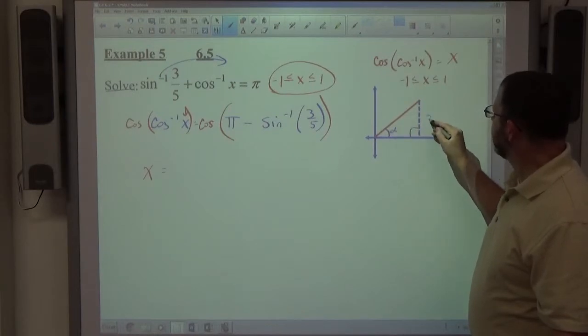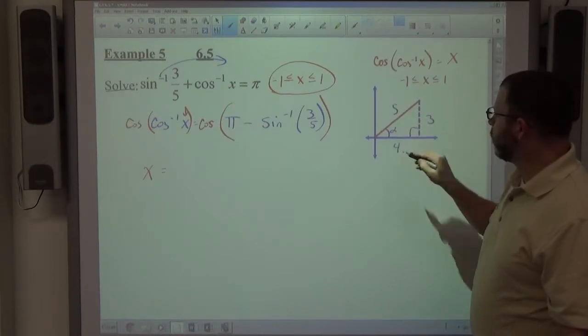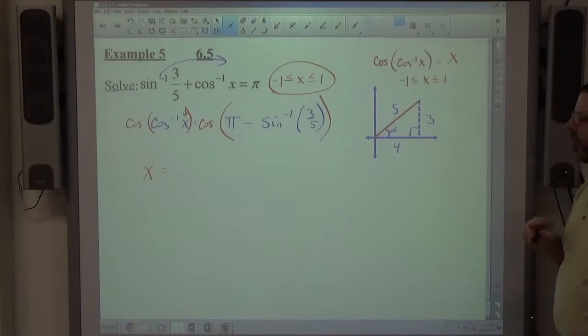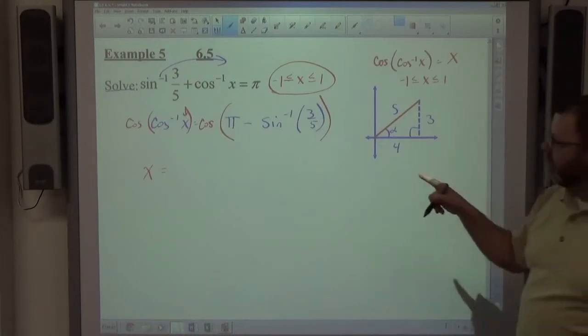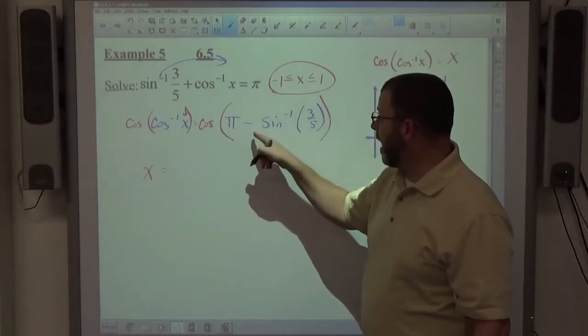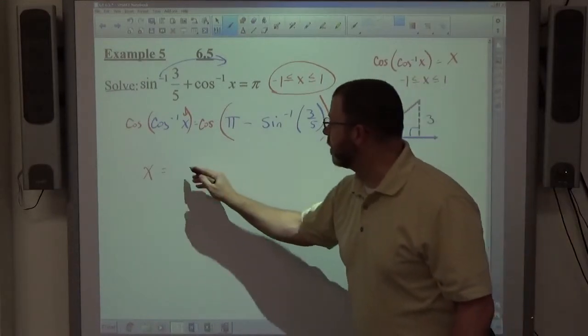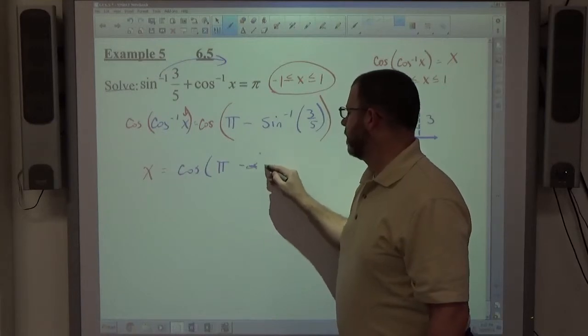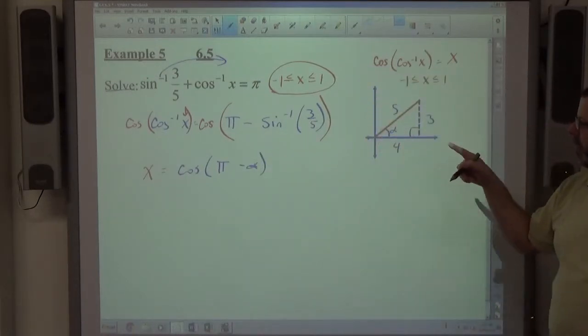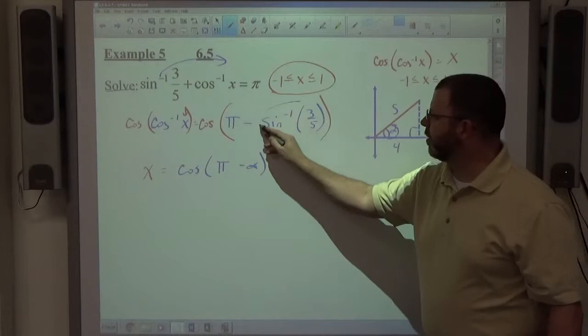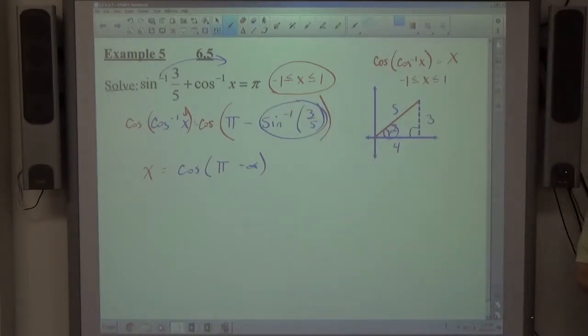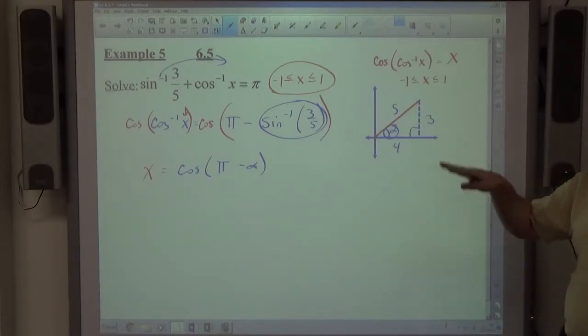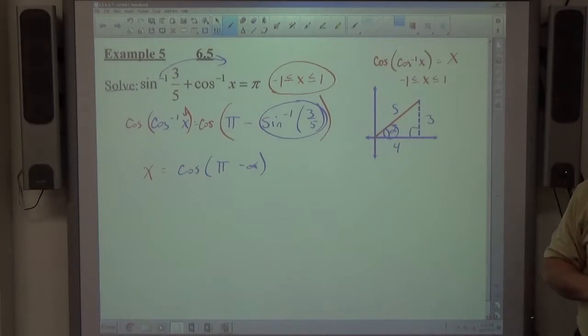So alpha here has sine 3/5, a 3, 4, 5 right triangle, to get the third side of the triangle. And if I change this problem into cosine of pi minus inverse sine of 3/5, into cosine of pi minus alpha, it's the same problem, because I've invented alpha to represent this thing here. Get in the habit of doing that, because in almost all these problems where you're having to do some trig function of these things, drawing the triangle is going to make it very easy.